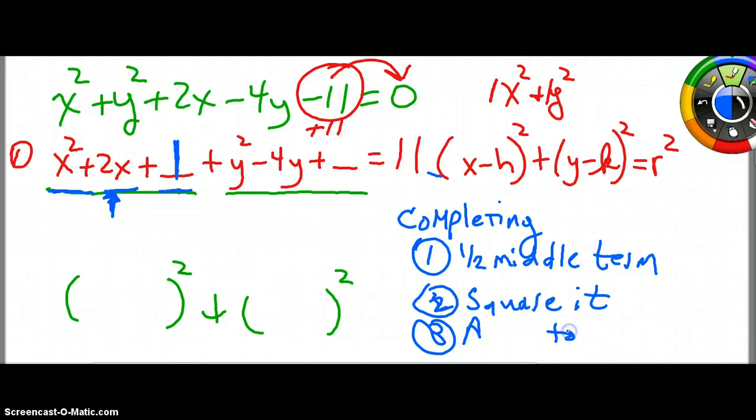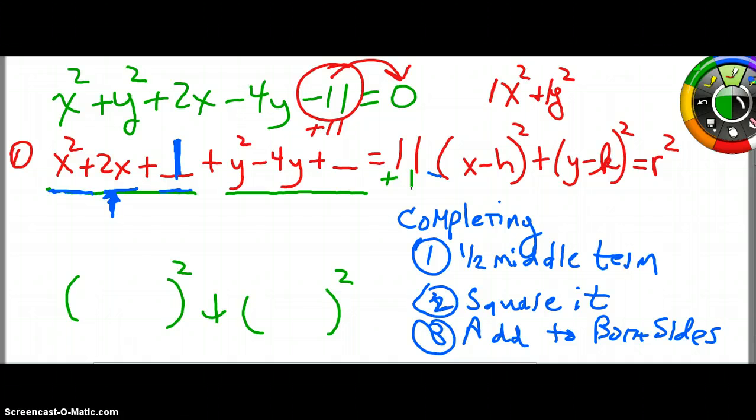So not only do I want you to copy down these notes, I want you to do exactly what I'm telling you. So half of 2 is 1, square it, we get a 1. And then whatever we get with that, we add that to both sides.